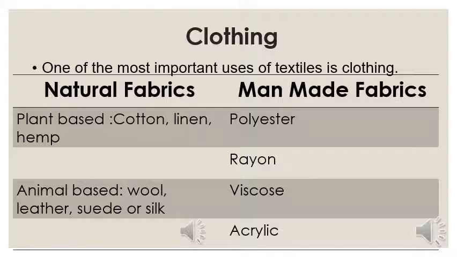Rayon and viscose then may be something you might not have heard of before, but they use the leftover byproducts, such as sawdust, to actually make fabric. Another example would be acrylic. The reason I usually include acrylic here is because it's something your school jumpers are made of.